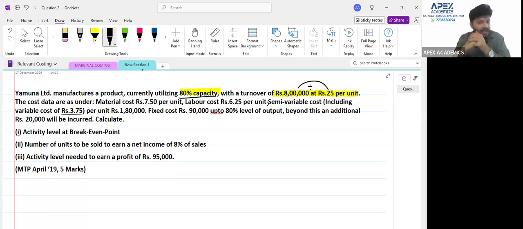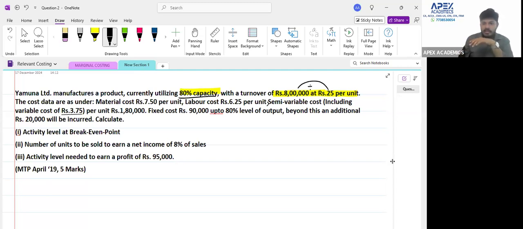Balance is fixed element. Variable and fixed element put together is total 1,80,000. The fixed cost is 90,000 up to an 80% level of output. Beyond 80% level of output, an additional 20,000 will be incurred. You are supposed to calculate the activity level at the break-even point, the number of units to be sold to earn a net income of 8% on sales, and the activity level needed to earn a profit of 95,000 rupees. This is what you require.